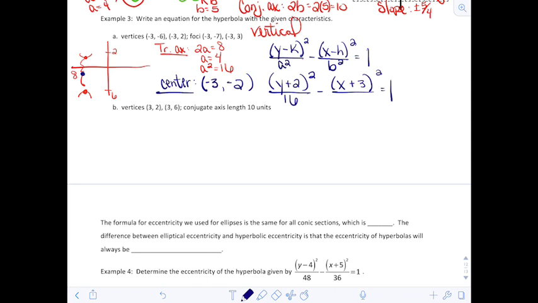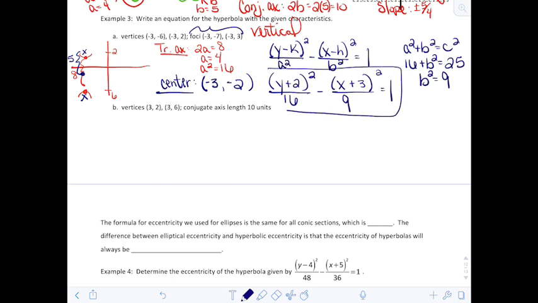So what I do know is some focus points. I haven't had to use those yet, but my focus points are (-3, -7), so one more down from the vertex, and (-3, 3), so one more up. So my c distance is actually 5. So when I look at a squared plus b squared equaling c squared, I have 16 plus b squared, which I don't know, and c squared is 5 squared, or 25. And I can see that b squared would be 9, and that would be the missing piece for my equation.